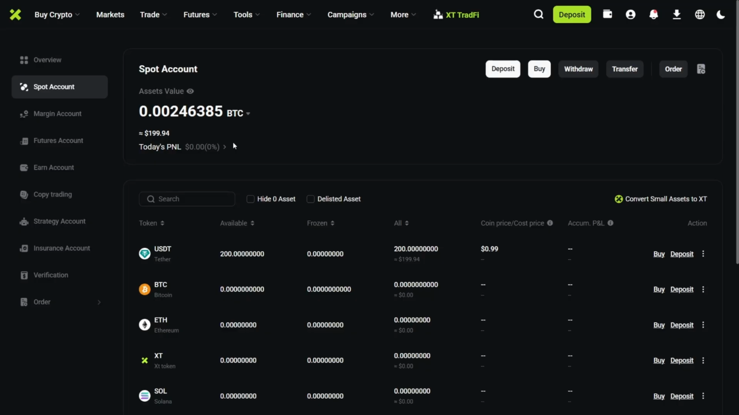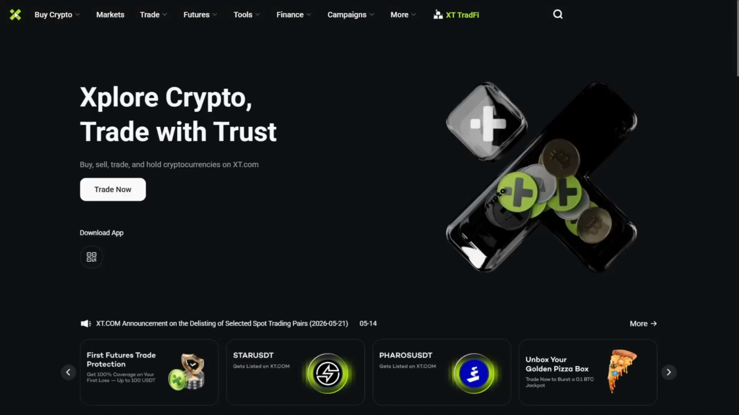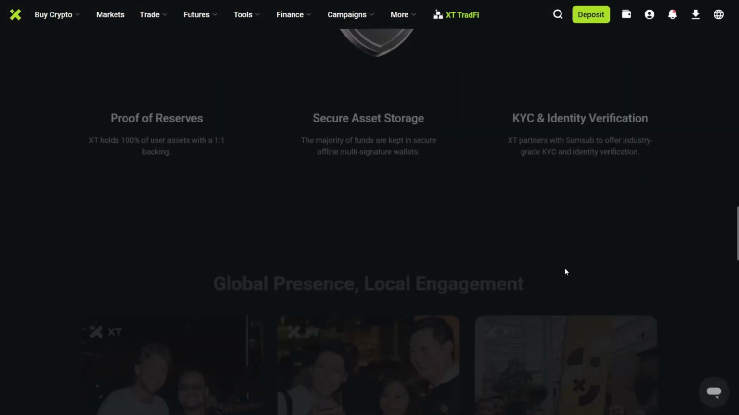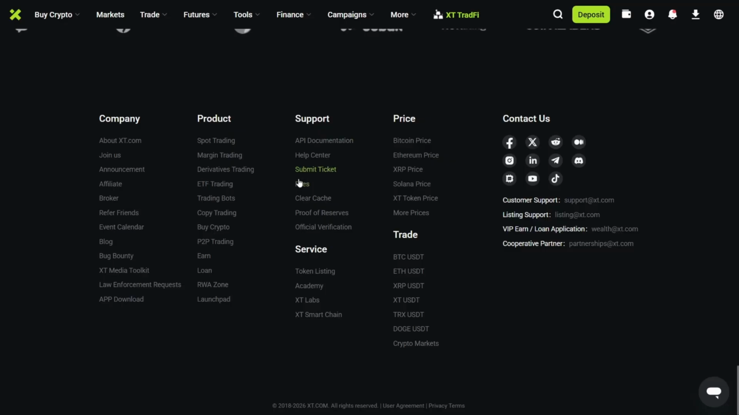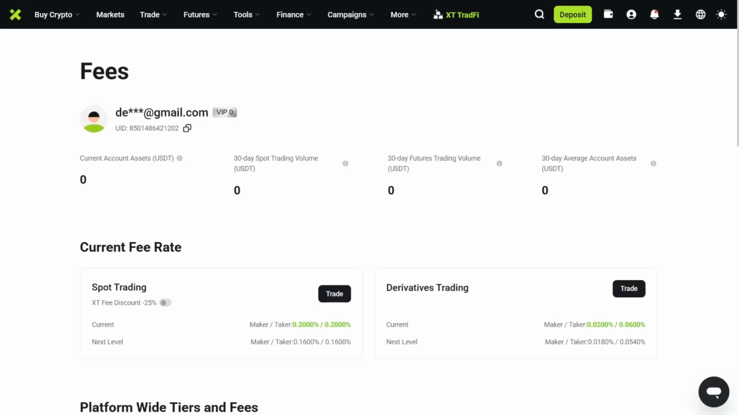Now that we have our funds in the right account, we want to look at the spot trading fees on XT. So let's head back to the main page, clicking on the top left X icon. Scroll all the way down to the bottom, and under support, we can see fees. Click on this, and we can see under current fee rate for spot trading, the maker and taker fees are both 0.2%. Exchanges usually charge two types of fees, maker and taker fees. Maker fees apply when you place a limit order, while taker fees apply when you execute a market order.